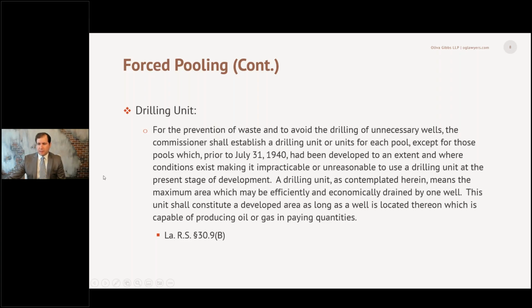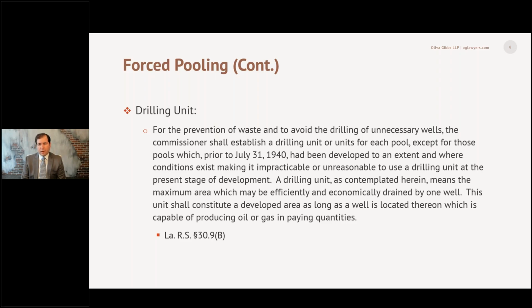So why is it necessary for force pooled units? Excessive drilling is wasteful, obviously. If you think of Spindletop, where there were all those wells on top of each other, that's not the most economic way to drill wells. And so force pooling came about as a result of that, to prevent that excessive drilling and that unnecessary economic waste and physical waste. Force pooling also prevents, like I said, physical and economic waste. Drilling of wells under force pooling will be limited, and a uniform well spacing pattern is established under force pooling.